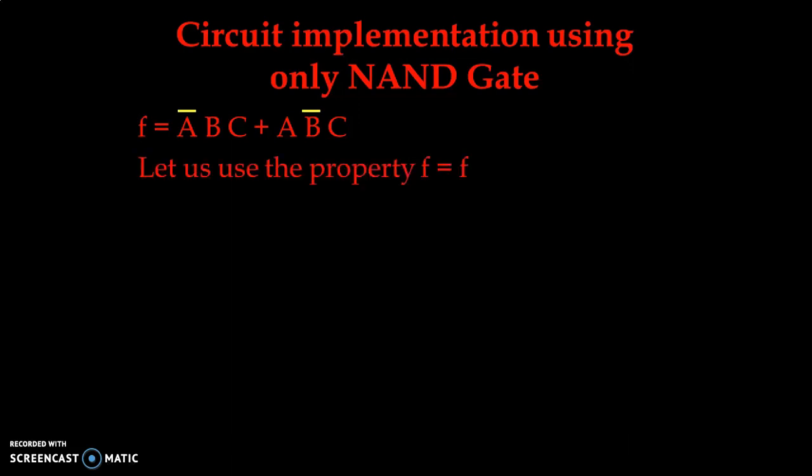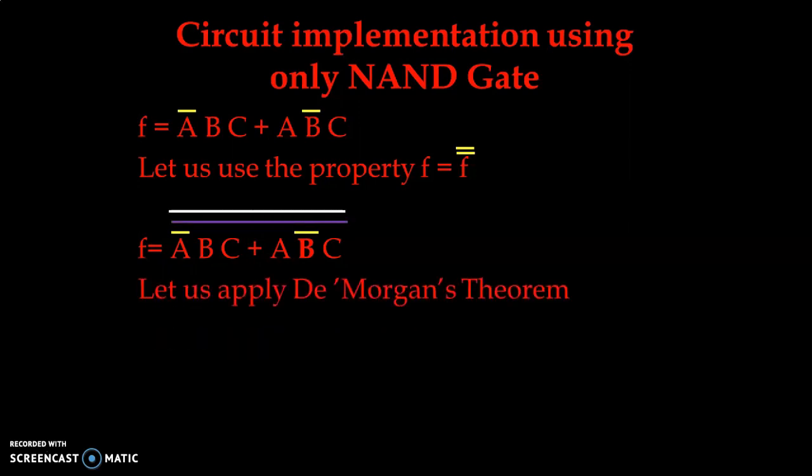Let us use the property that indicates f is equal to f double bar. We know that when we apply double bar, the original value remains as it is. So we have our switching function A bar dot B dot C plus A dot B bar dot C, but now we apply double bar. Then we apply De Morgan's theorem. We leave the whole bar as it is, and with the other bar we apply De Morgan's theorem.